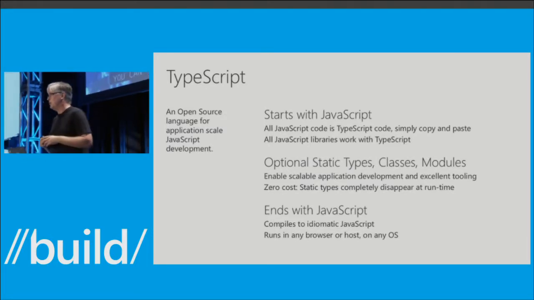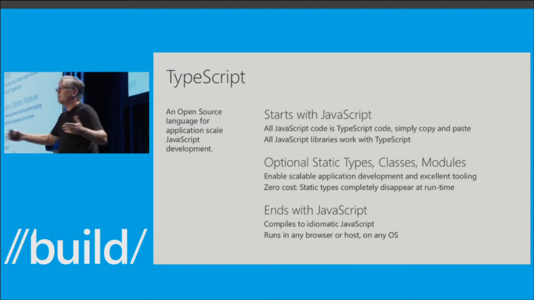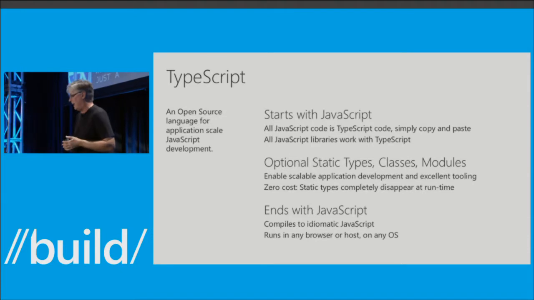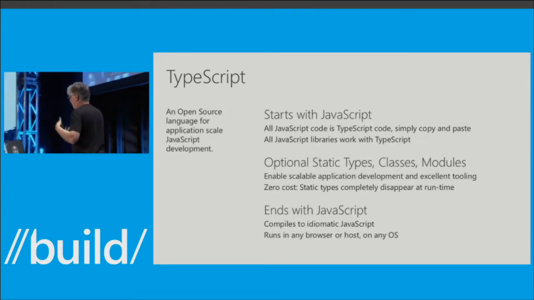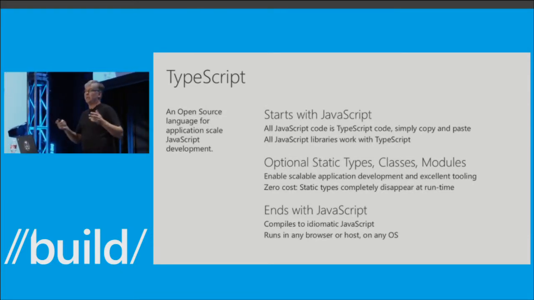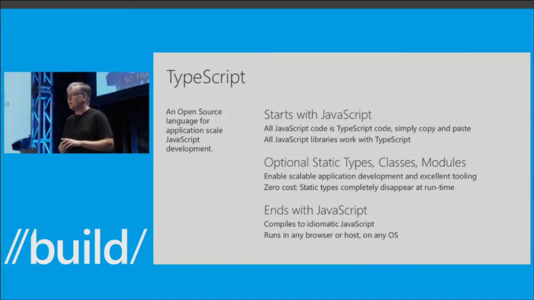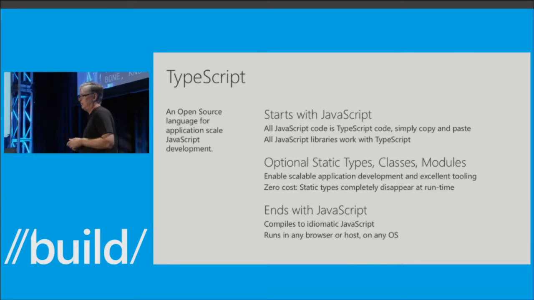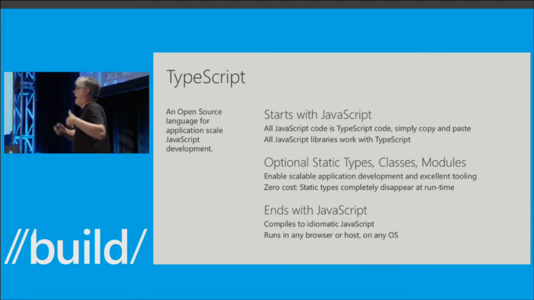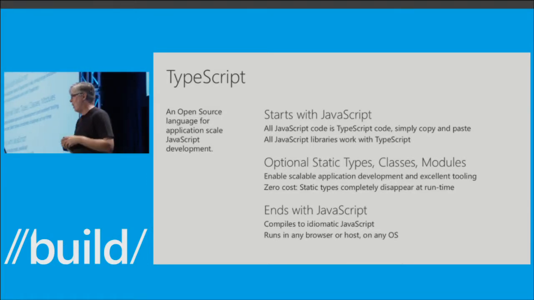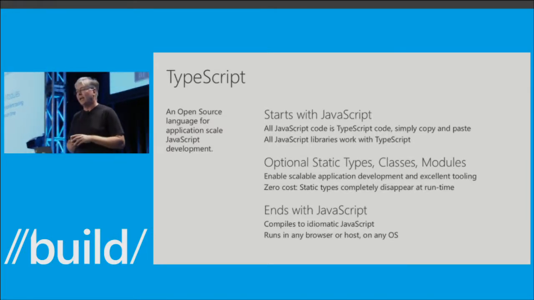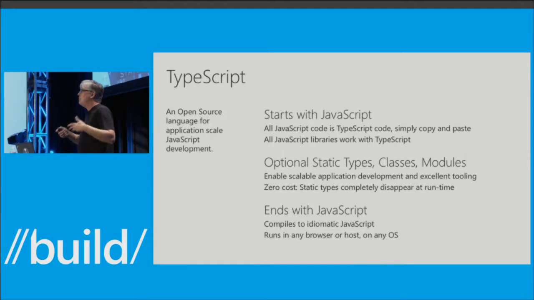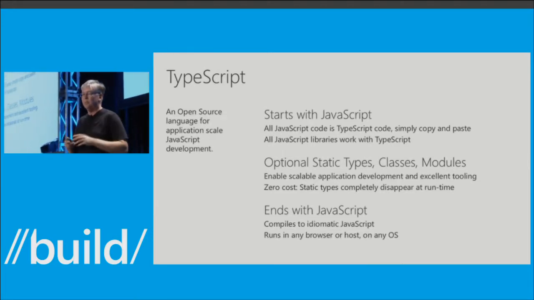All JavaScript libraries work with TypeScript because we are just a superset of JavaScript. So frameworks that are out there, and there are many, like Node, Backbone, Knockout, Express, etc., all work with TypeScript. And if you add static type annotations, they work even better. And the thing TypeScript adds on top is optional static types, classes, and modules. Those are the key drivers behind excellent tooling that we can build on top.